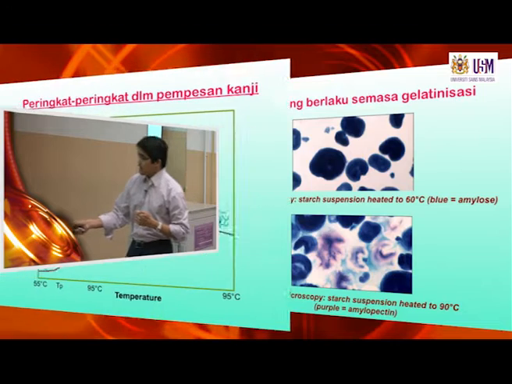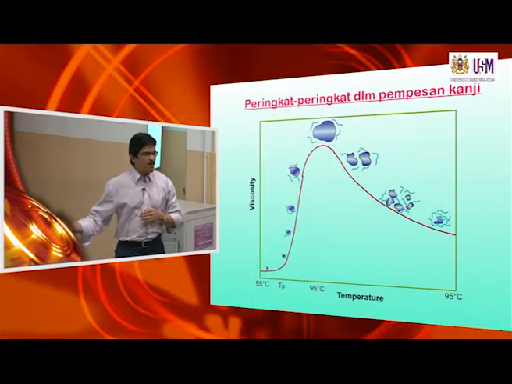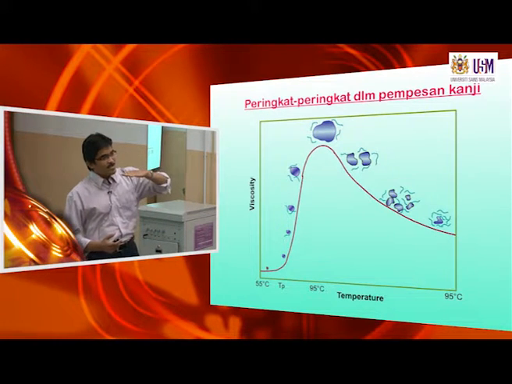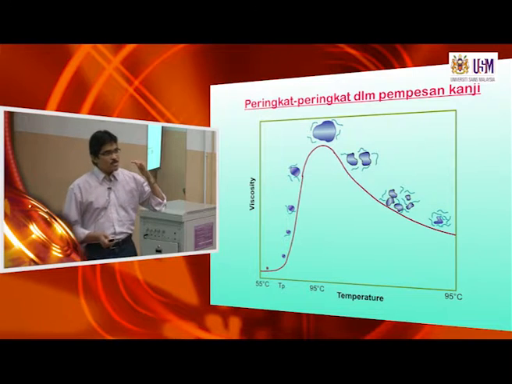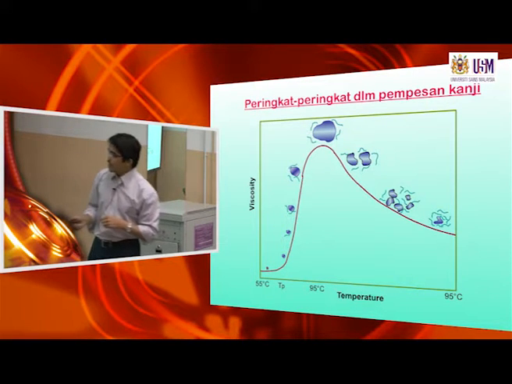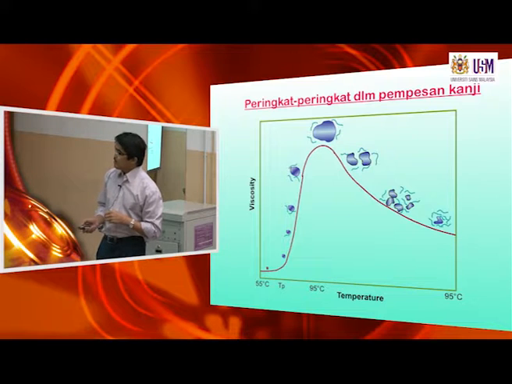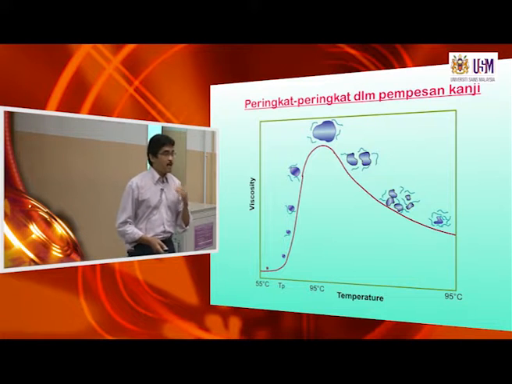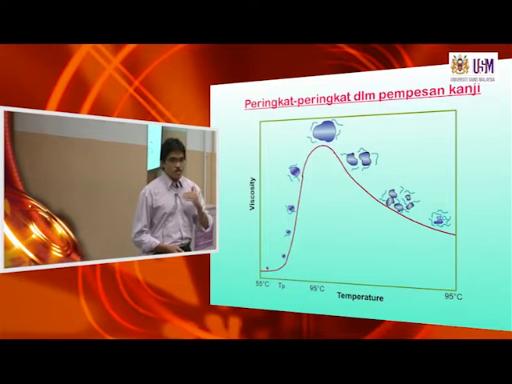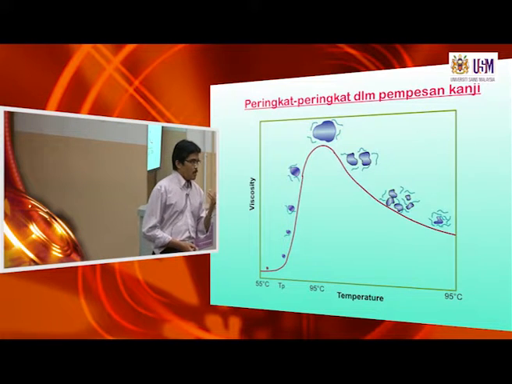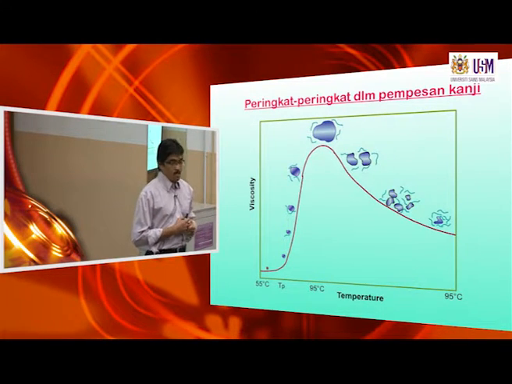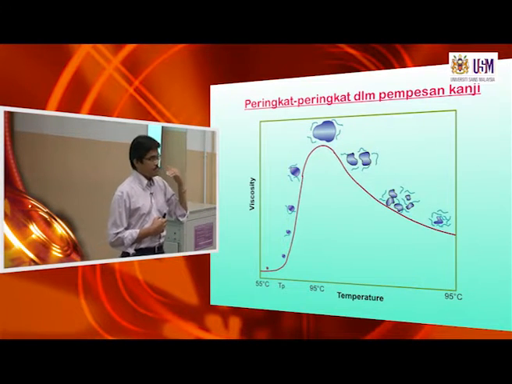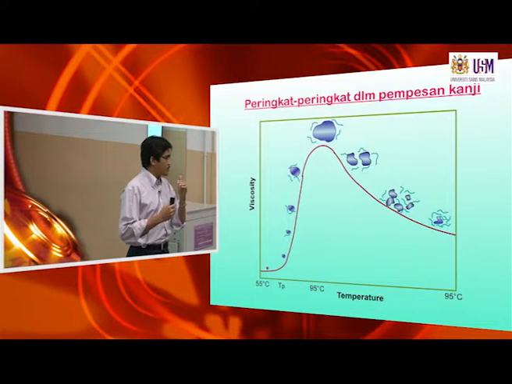So this graph starts from 55. If we plot from room temperature, you see only a flat line. So we start from 55 when the granule starts to swell a little bit. And this is the temperature. Usually the instrument can be programmed to heat at a constant heating rate, a few degrees per minute. Then usually we heat up until 95 degrees.